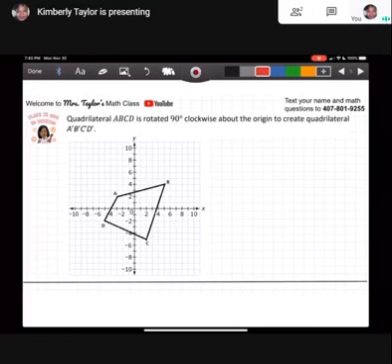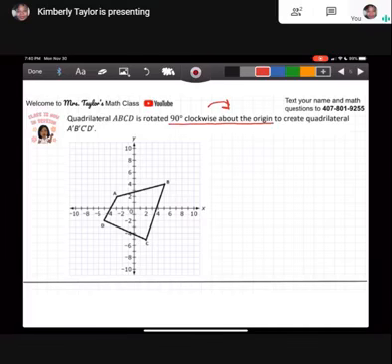Here's another transformation problem. It says quadrilateral ABCD is rotated 90 degrees clockwise about the origin to create quadrilateral A prime, B prime, C prime, D prime. Now, this is a rotation and it's 90 degrees clockwise about the origin. When you talk about clockwise, you're moving this way, like to the right.